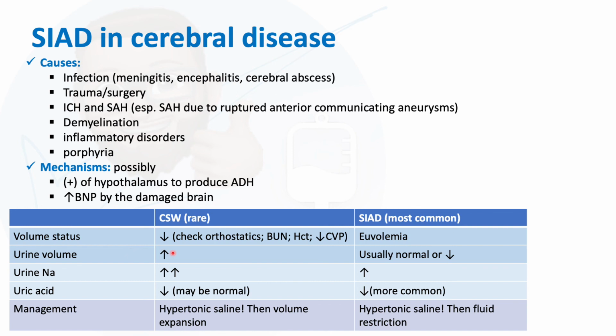Urine volume is increased in cerebral salt wasting, again because of the wasting of salt in the urine followed by water. In SIADH, it's not that affected. Urine sodium is high in both, but it's much higher in cerebral salt wasting, as you can imagine, because of loss of sodium in the urine. Uric acid also is low in both situations, but it's more commonly low in SIADH.